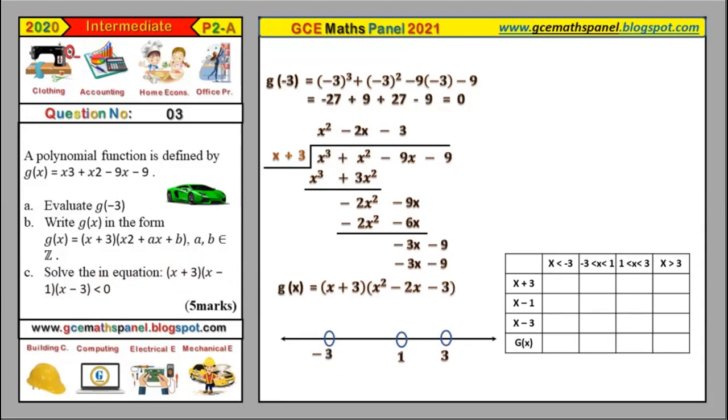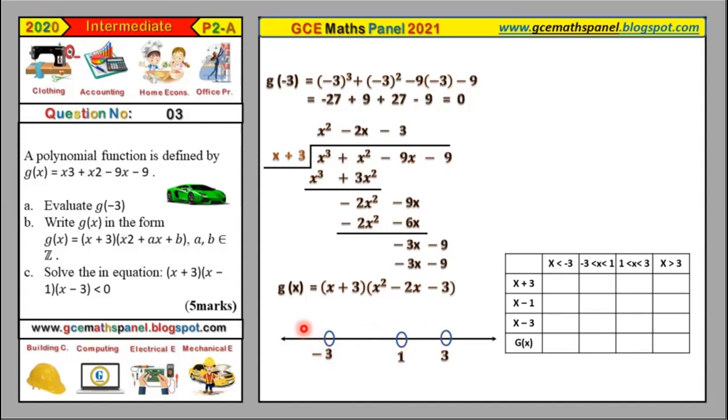But these are inequalities. We don't solve them like equations. If we solve it as an equation, it will be wrong. So why have we drawn this number line? We want to test this region, the region below minus 3. To also test for the sign in this region between minus 3 and 1. And we also test the sign in this region as well as the region above 3.